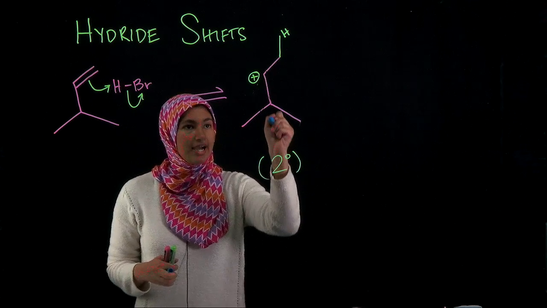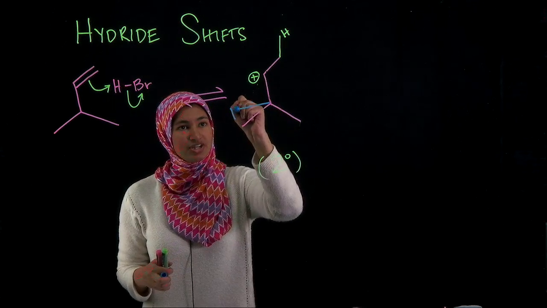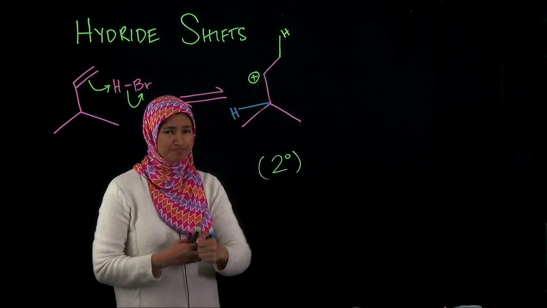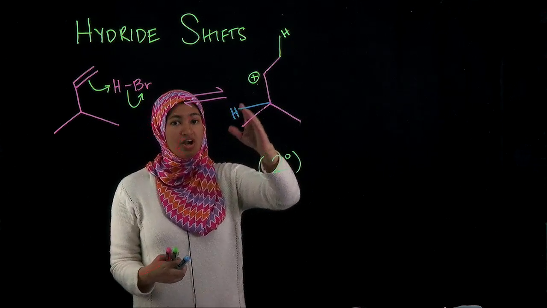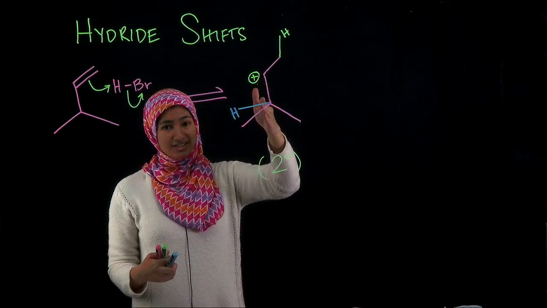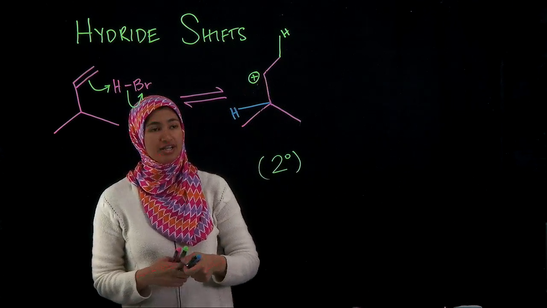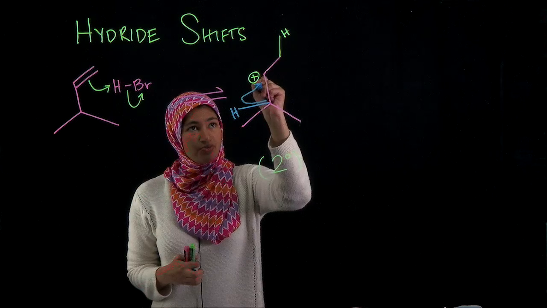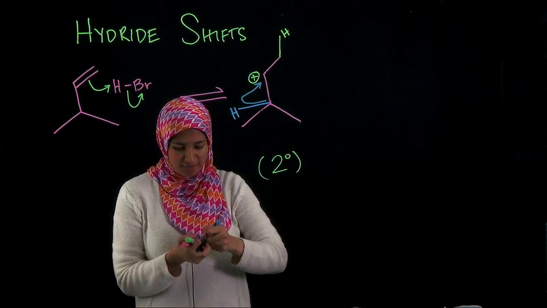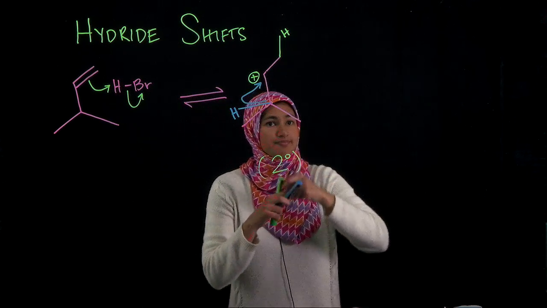And the answer lies with this hydrogen on your neighboring carbon. And we're going to do a hydride shift using this hydrogen on the carbon directly neighboring our carbocation. So what's going to happen is this hydrogen is going to shift over onto that carbon atom, producing this species.